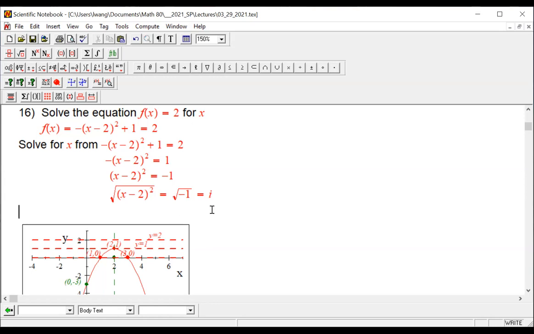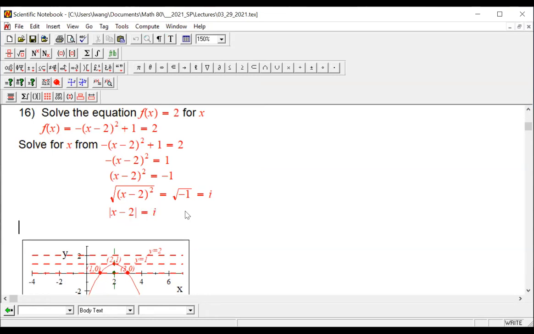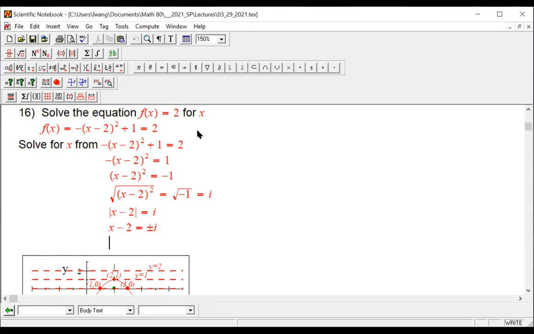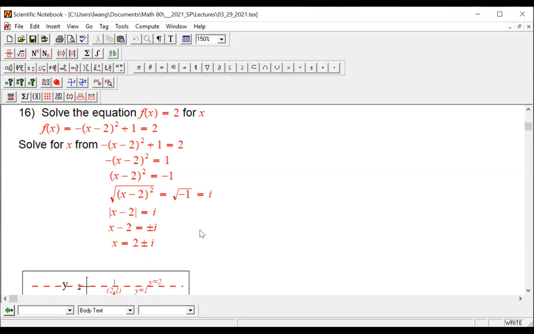To continue, sometimes you may want to know the complex number solution as well. In that case, you just keep it going. x minus 2 equals i. Then you get x minus 2 equals plus i or minus i. In the end, when we add 2 on both sides, we get x equals 2 plus or minus i. So this equation has a solution, but it's a complex number solution.